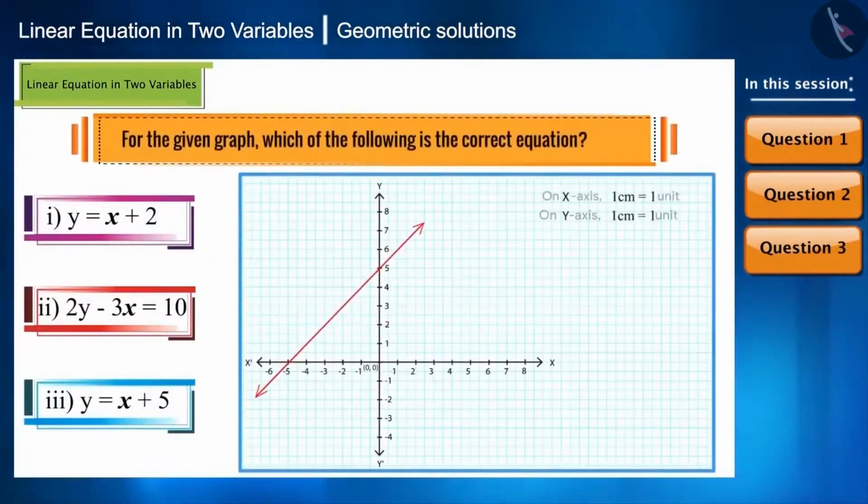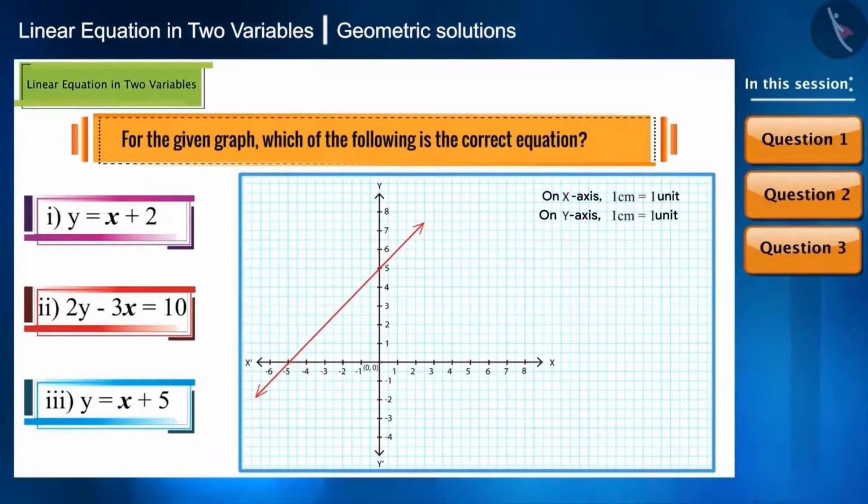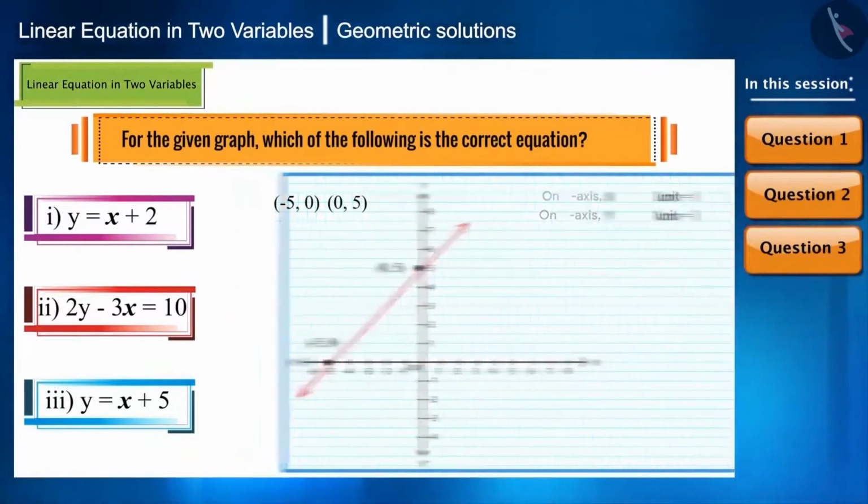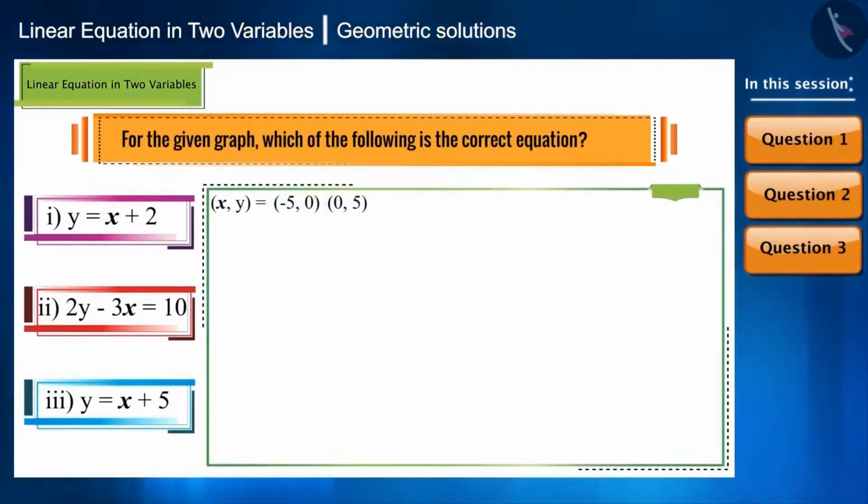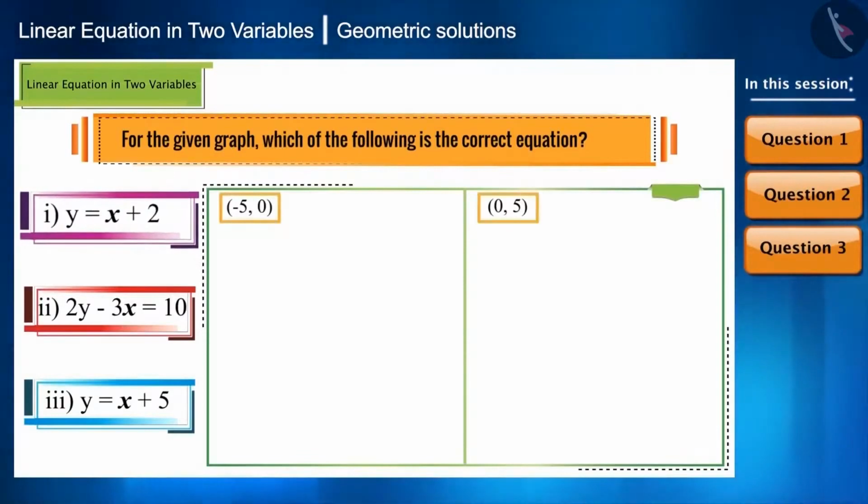For the given graph, which of the following is the correct equation? This is the easiest question. In this question, you should focus on the graph to know the points where the line intersects the x and y axis. Now, place the same values of x, y in all the given equations. Here, the line intersects the x-axis at -5 and the y-axis at 5. That is, we got 2 coordinates of x, y. That is (-5, 0) and (0, 5). Now, we will put both these values in all the equations and find out which equation is true for these values.